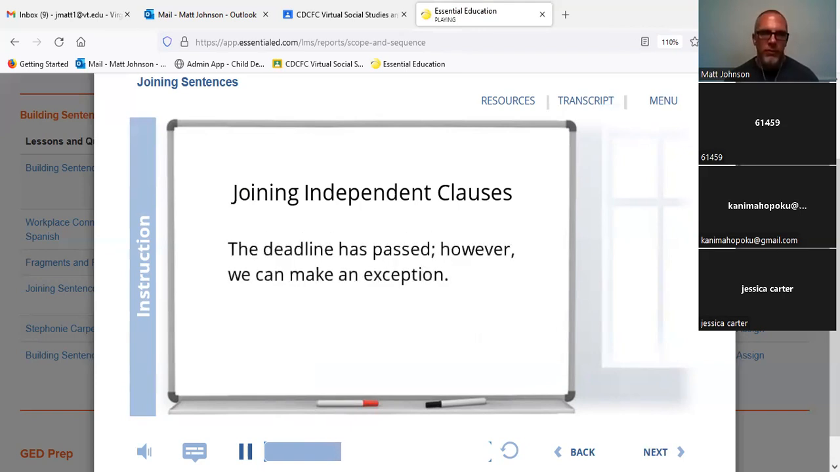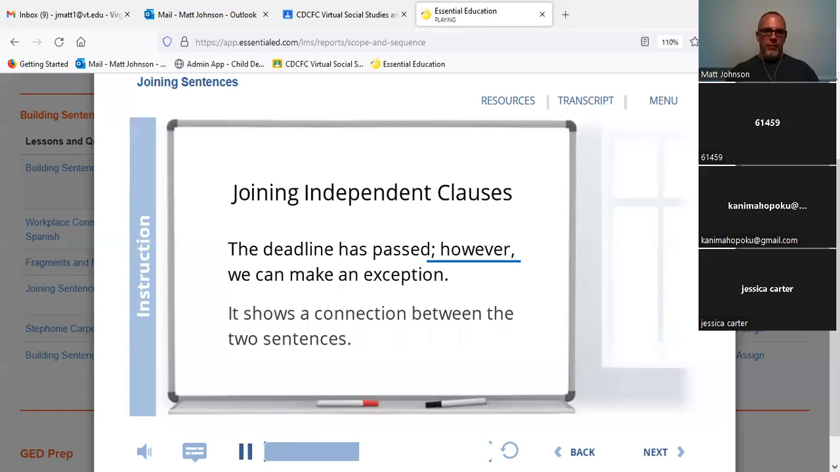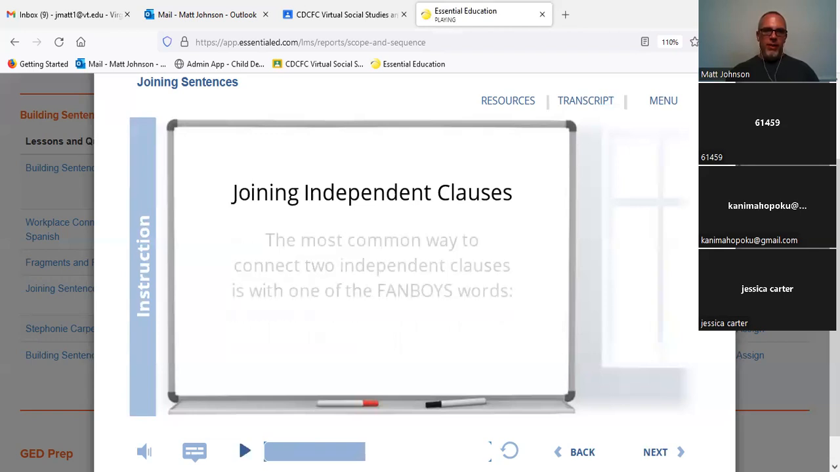The deadline has passed. However, we can make an exception. Notice that there's a semicolon before the adverb and a comma after it. The adverb is part of the second independent clause, but it shows a connection between the 2 sentences. The word however shows contrast. Yeah, that's a much better use of the semicolon.